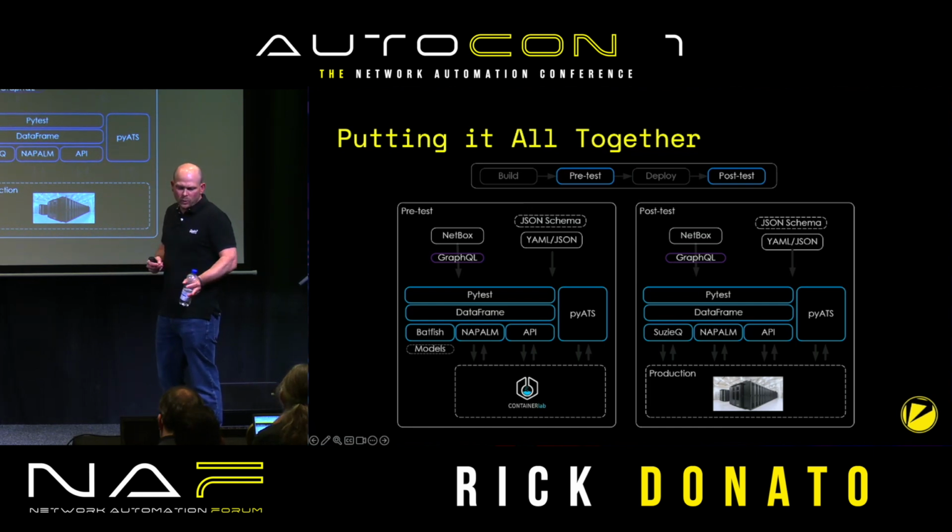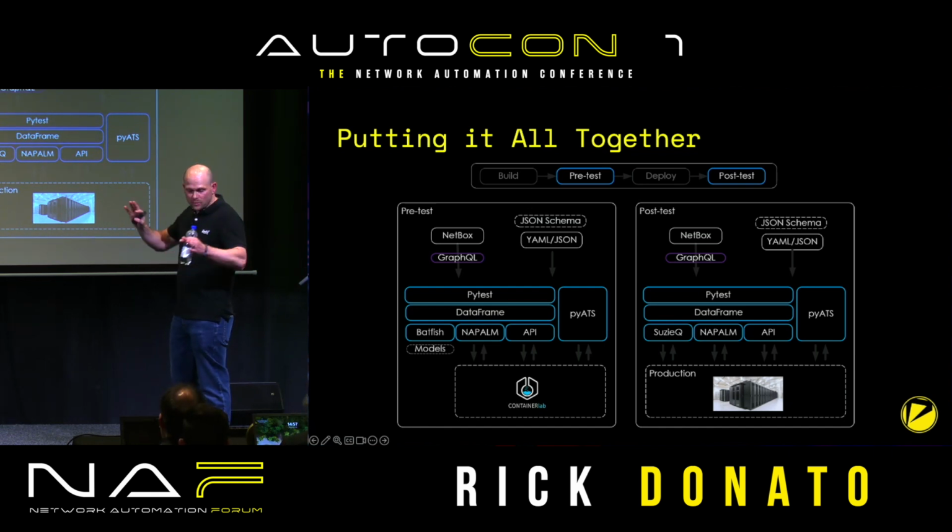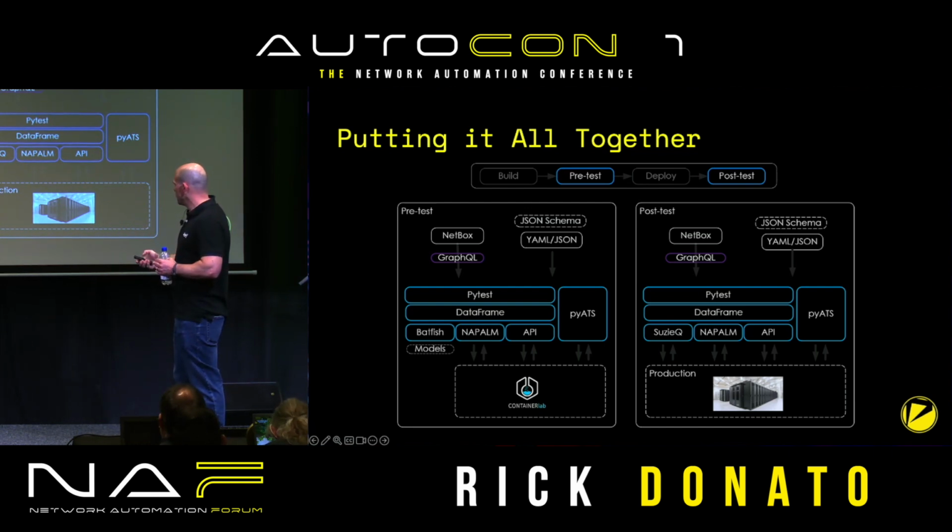But we're going to want to swap out Batfish, because Batfish is predominantly used for pre-testing. So we can use something like SuzieQ for the collection, or Slurpit, something to get that data from the network, or we can go direct using Napalm or APIs, okay? So that's bringing all of those different things together. That wraps up what I wanted to talk about with the testing.